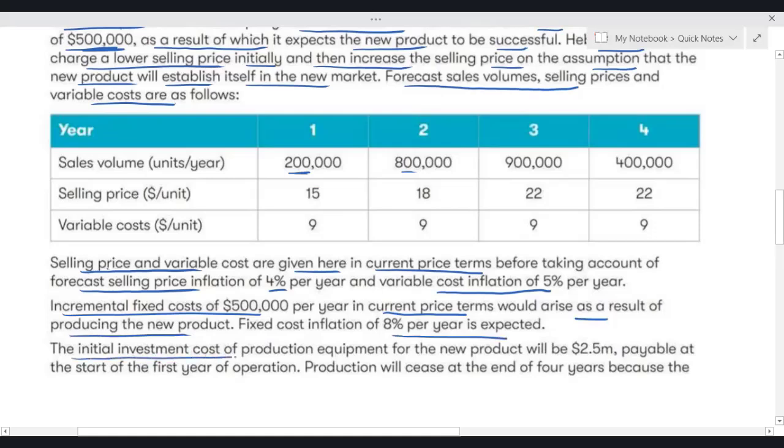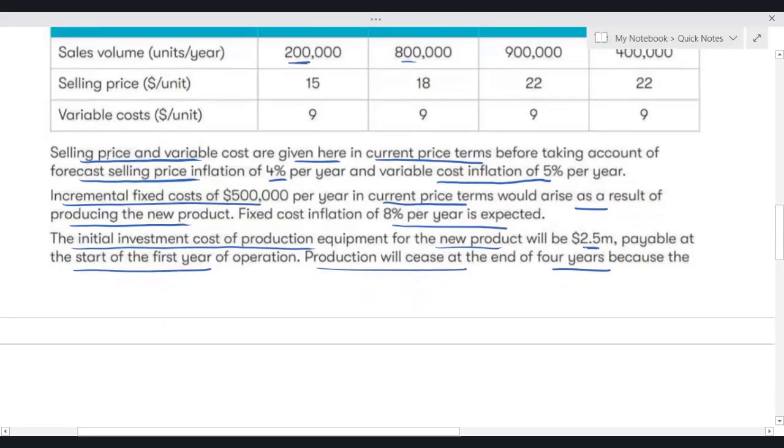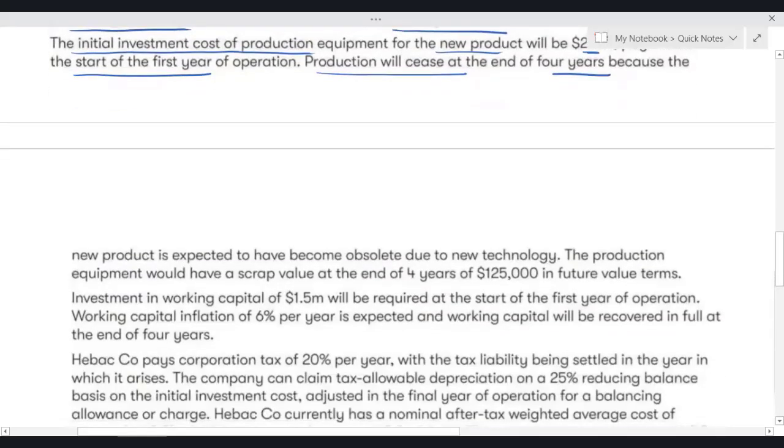The initial investment cost of production equipment for the new product will be 2.5 million, payable at the start of the first year of operation. So this is your initial investment. Production will cease at the end of 4 years. So the time period of the project is 4 years because the new product is expected to have become obsolete due to the new technology.